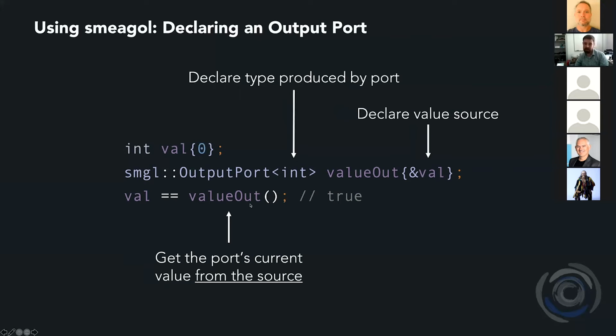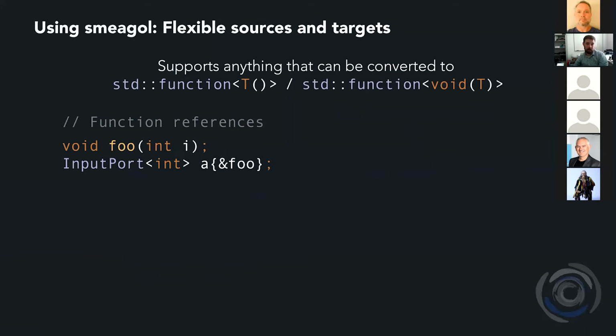So if we compare these two things, these will compare to true. So we're going to get the port's current value from its source, which again can be functions that return a value of type int in this case. This is really flexible, as I mentioned, in that you can support anything that can be converted to a standard function. And if you're not familiar with the standard function, it's a really excellent way of encapsulating function references, so to speak, as a type or as an object in C++. So lots of things can be converted to standard functions implicitly.